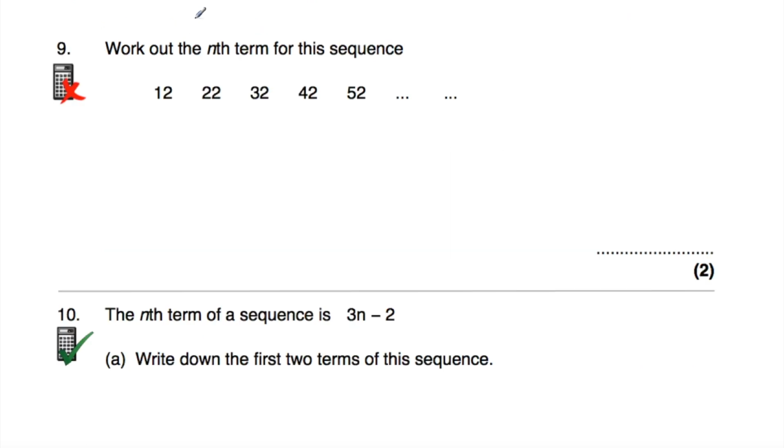So question number 9, we've been asked to work out the nth term of this sequence, 12, 22, 32, 42, and 52, and so on. So in terms of this sequence, you can see it's getting bigger by 10 each time. So let's write down our multiples of 10: 10, 20, 30, 40, 50, and so on. And that would be 10n. And then to get from our multiples of 10 to our sequence, we would need to add 2. So our nth term will be 10n plus 2. So it's 2 more than the 10 times tables. And that's it. So the nth term of this sequence is 10n plus 2.